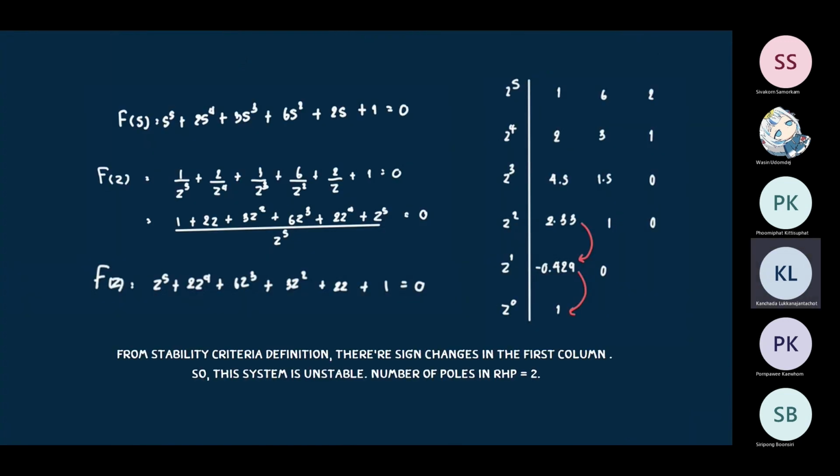So as you can see, f of S is the characteristic equation, and then we substitute S with 1 over C, and then rearrange the equation again to get a function of C. And then we use the function of C to do the Routh array and get the result of the system, which is unstable, like the first method.